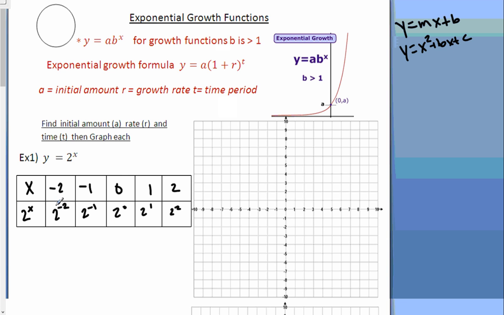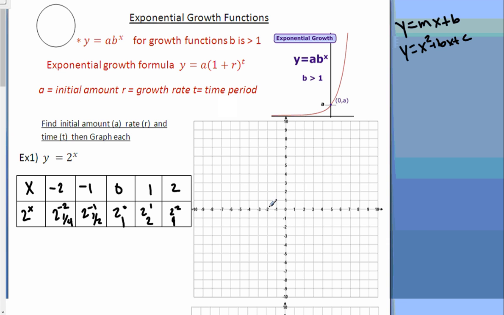Well, 2 to the -2, remember what that means? That means 1 over 2 squared, which is 1/4. So that's going to be 1/4. That's going to be 1/2. And you need to check back on that lesson on negative exponents to understand what I just did there. 2 to the 0 is 1. Remember, anything to the zero power is 1. 2 to the 1 is 2, and 2 squared is 4. Right? All right, so all I have to do then is just graph those points.